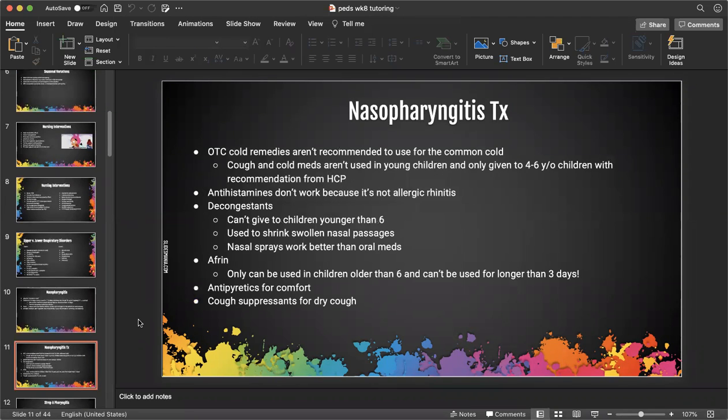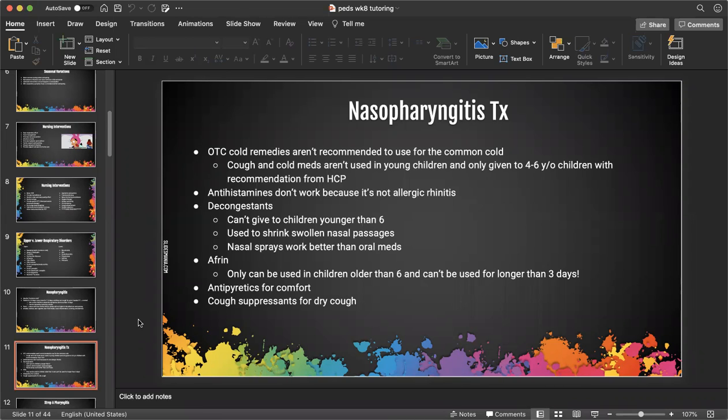So the treatments for the common cold or nasopharyngitis. Over-the-counter cold remedies aren't recommended to use for the common cold because cough and cold meds aren't used in young children. And then they can only be given to 4 to 6-year-old children with the recommendation from their primary healthcare provider. So make sure you guys keep that in mind.